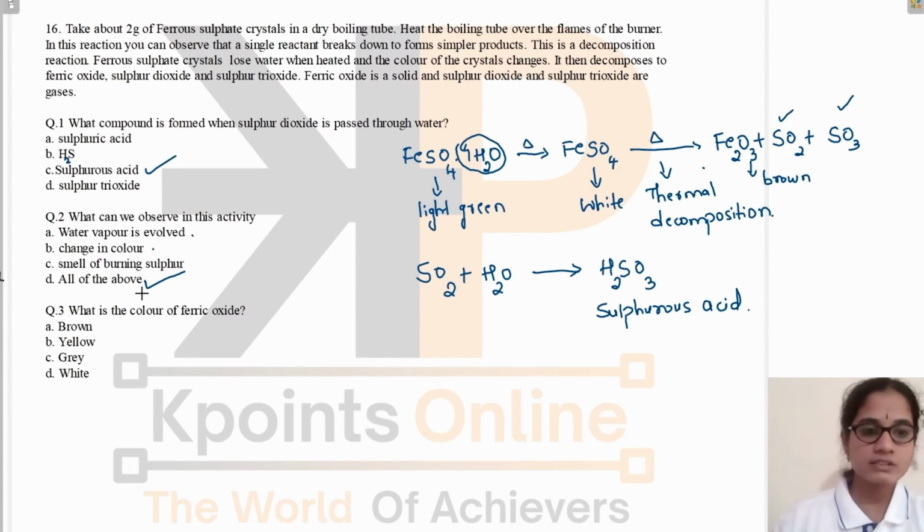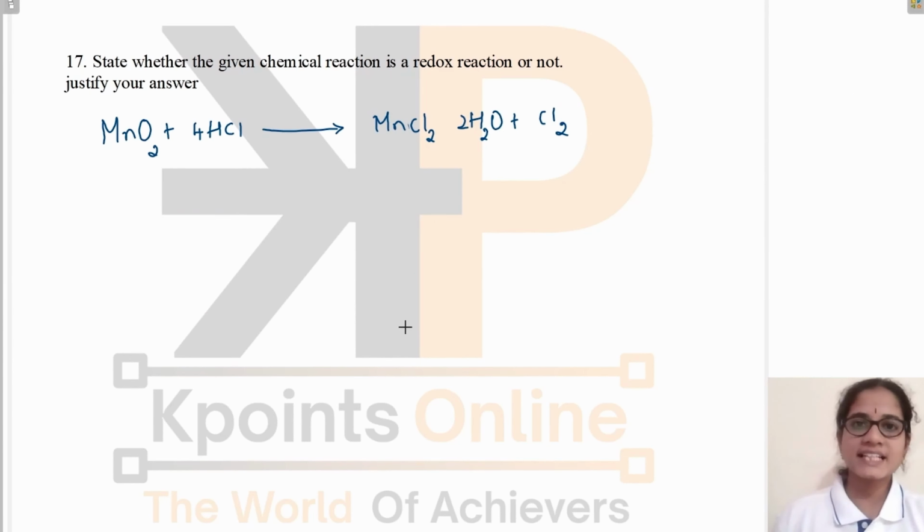Okay. Next, the question is, what is the color of ferric oxide? Yes, the color of ferric oxide is brown. So our answer is A. Okay. The next question is, state whether the given chemical reaction is a redox reaction or not. Justify your answer. It is a 2-mark question.